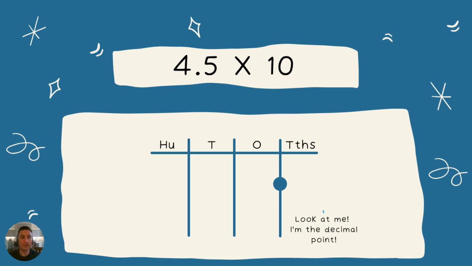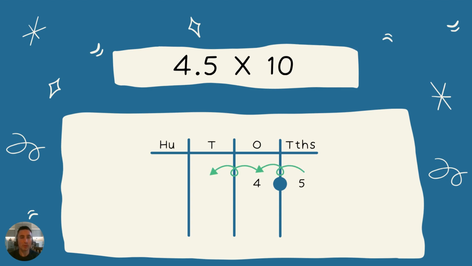So the first step I need to do is to draw a place value column, just like I have here, where I've got my hundreds column, my tens column, my ones column, and my tenths column. And you can see I've put a decimal point in between my ones and my tenths column. Once you've done this, you now need to put your numbers into the place value column. So for 4.5, I put my 4 into my ones column and my 5 into the tenths column.